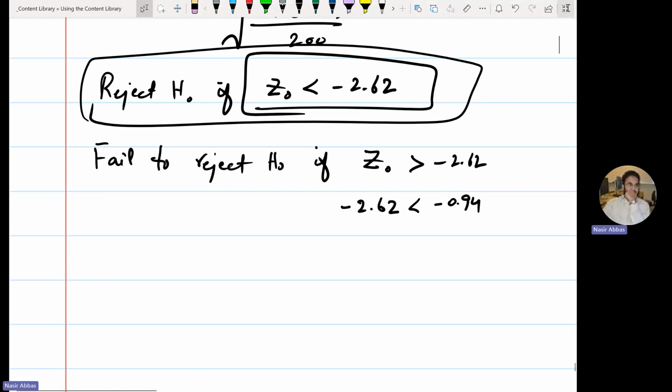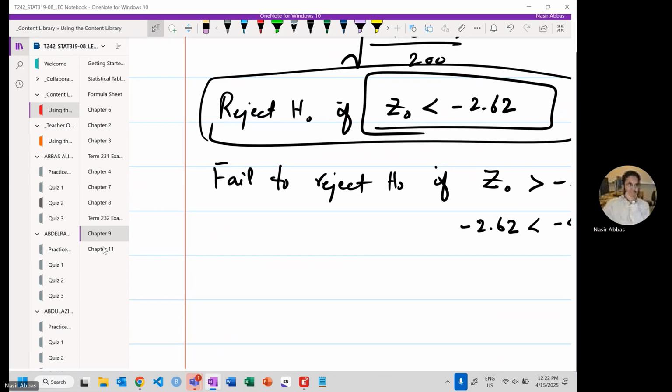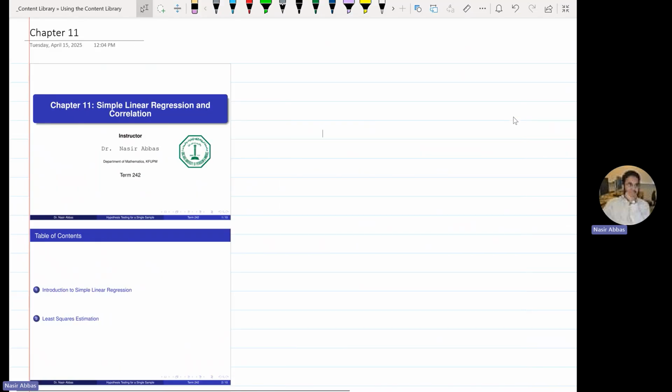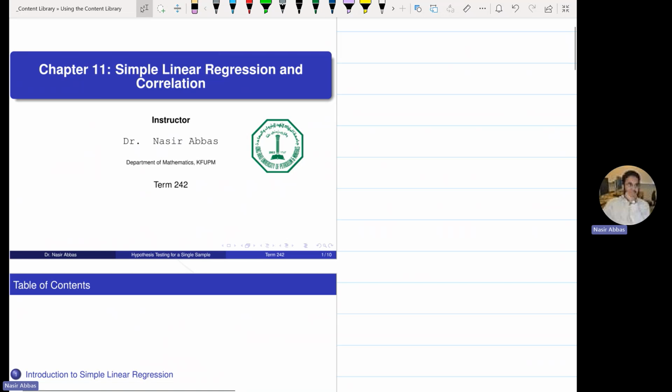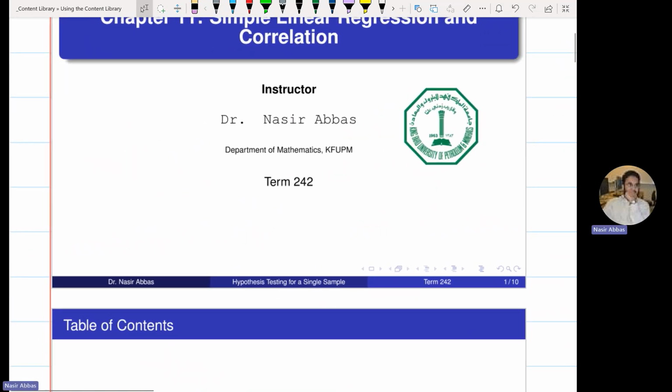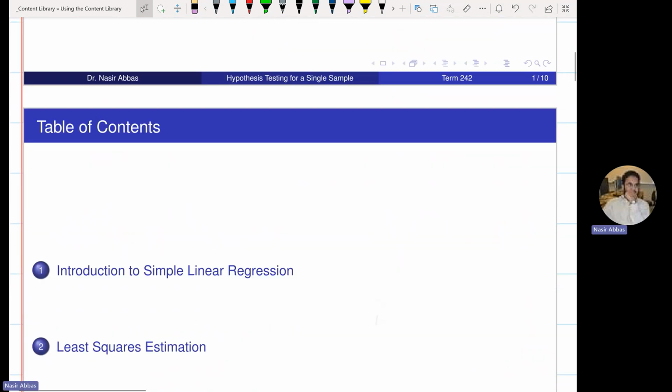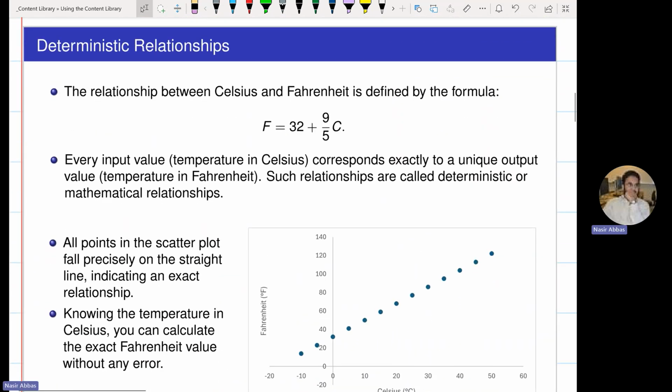Now let us move on towards chapter 11, which is regression. This chapter you have already tasted in ISC 291. But the way you took it there will be completely different from the way you will take it here. The way I will introduce it, you might not find this kind of explanation even in the book.